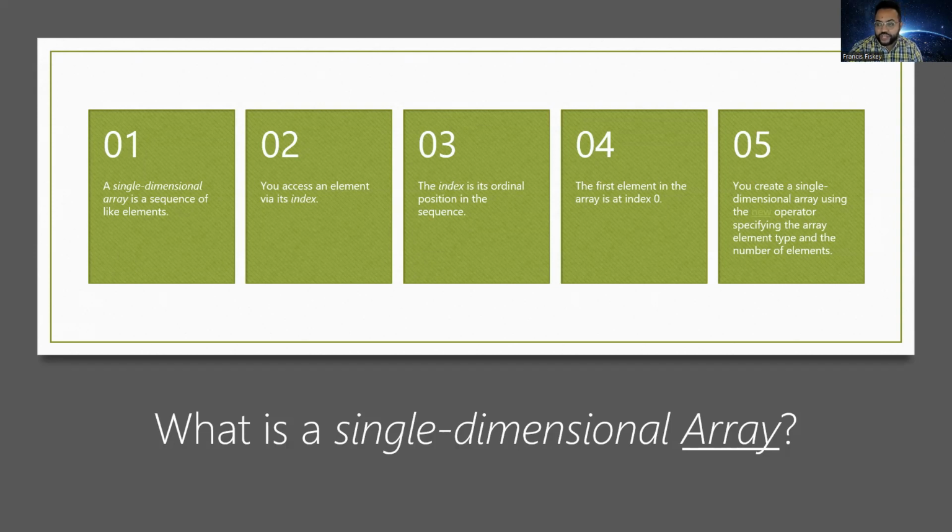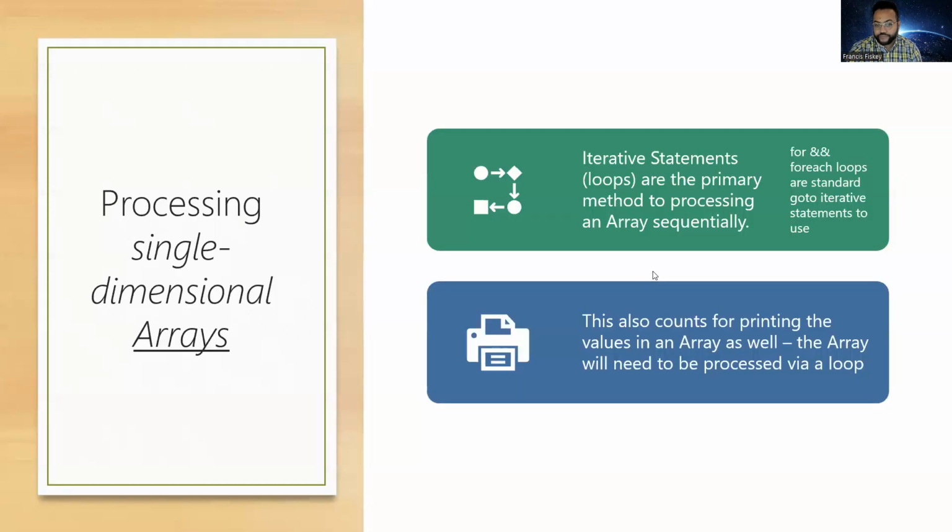You can create a single dimensional array using the new operator, specifying the array element type and the number of elements. So if I want to process a single dimensional array, whether I'm trying to fill it with values or whatnot, what I actually need to take into consideration is that I need to use a loop. And that can be a while loop, a do while, a for, or whatever. Normally we use for loops because in for loops, we can determine when we want it to stop. We also use for each loops because it stops inherently when it reaches the end of an array or collection. So it makes a lot of sense to use for loops or for each loops to iterate over an array.